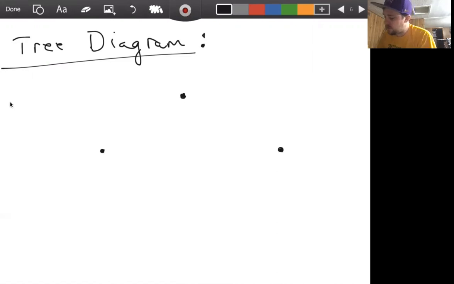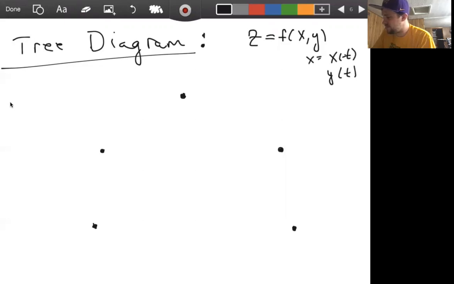And each node is going to represent one of our variables, right? And so when we were looking at z is a function of x and y, where x and y were both functions of t, we have 4 variables, right? We have z, we have x, we have y, and then we have the variable t, but I'm going to put it twice since it shows up twice, right? Once here, once here.